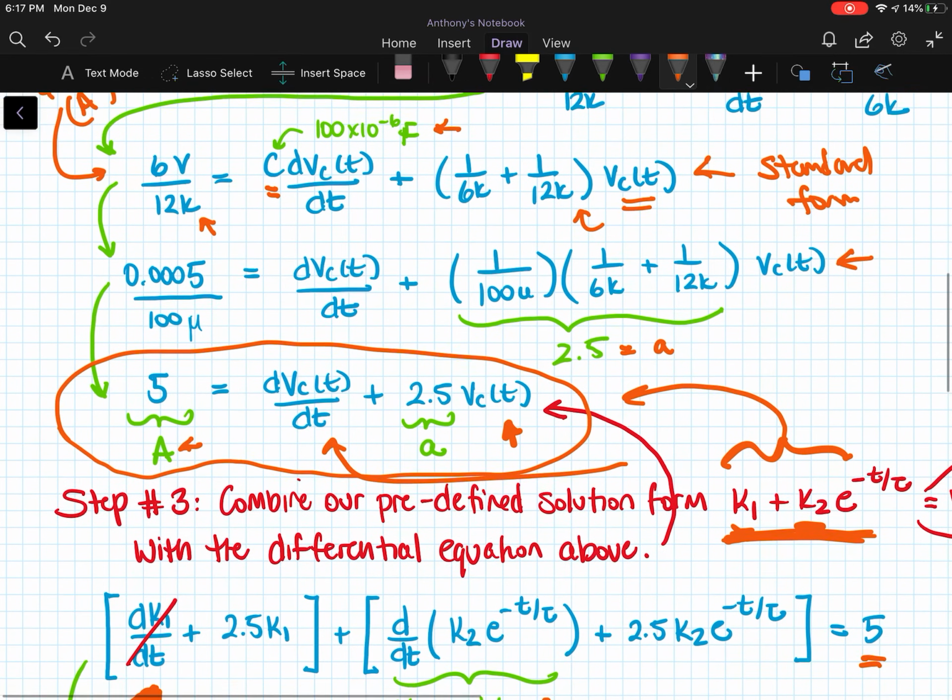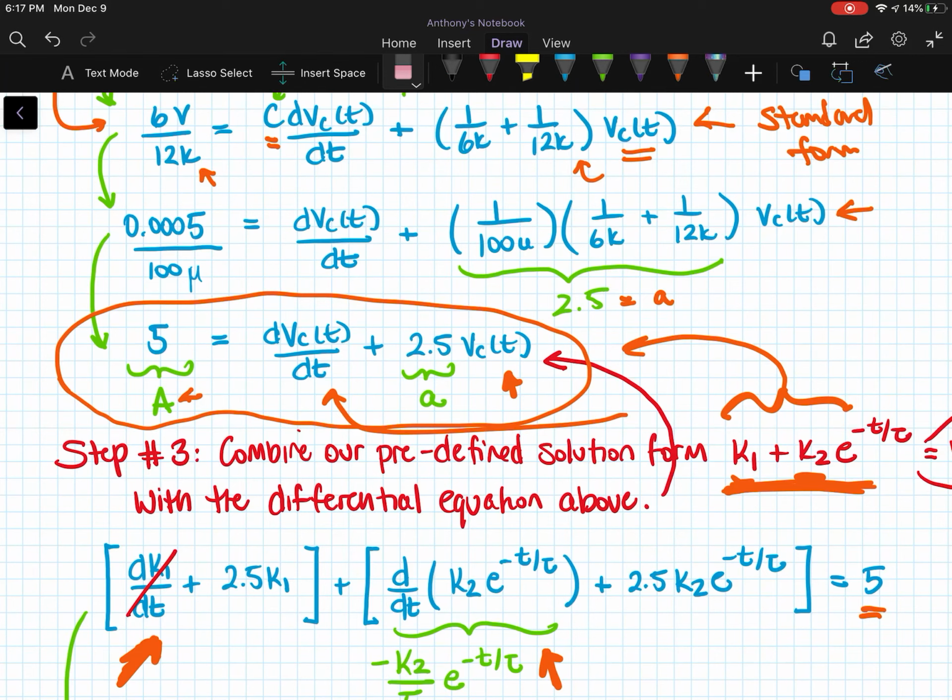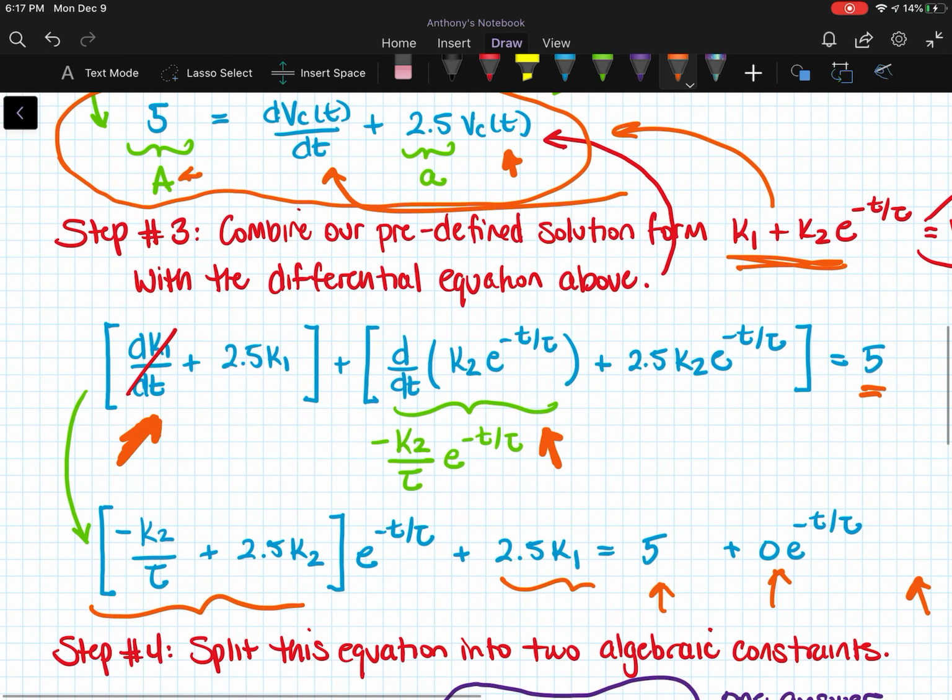So what's next? Next, we are going to take our predefined form for the solution, which is shown here: K1 plus K2 e to the negative t over tau. And we are going to take that defined form and plug it into the differential equation above. When we plug that in, what we end up with is this right here. In this part, we have substituted in the particular solution. In this part, we have substituted in the complementary solution.